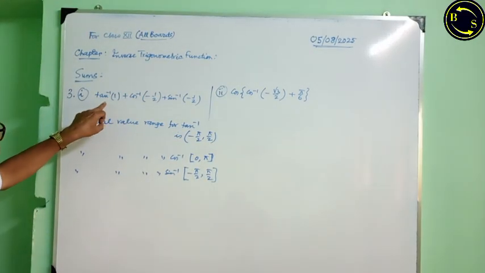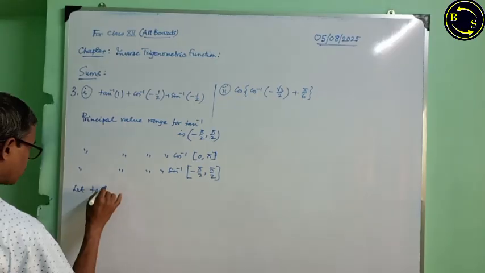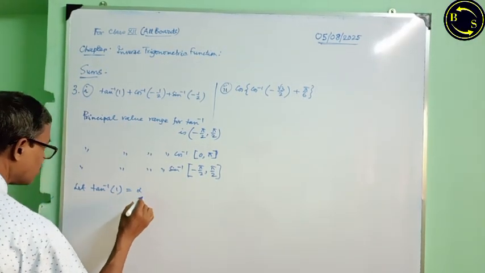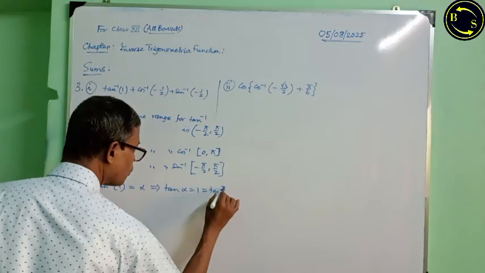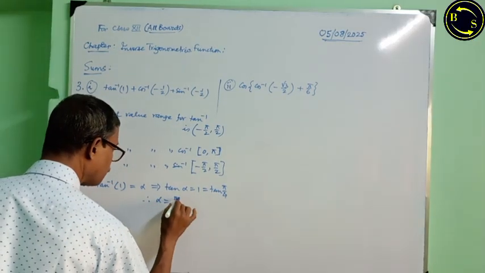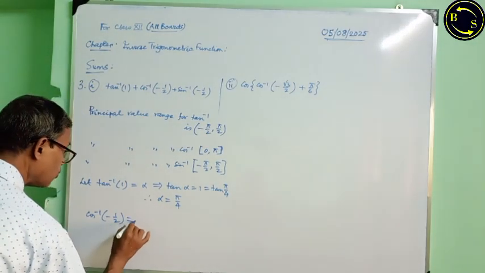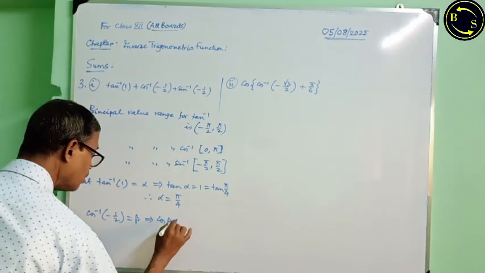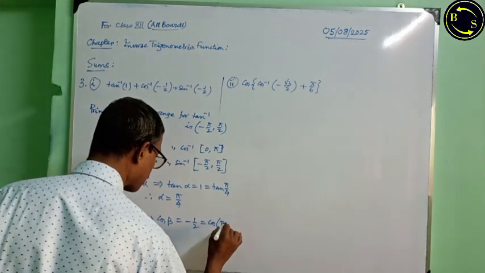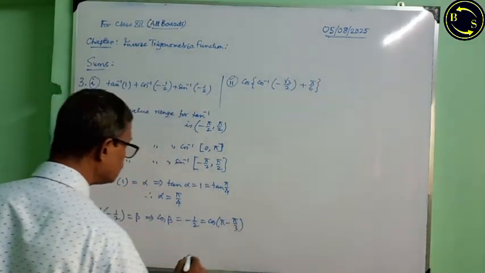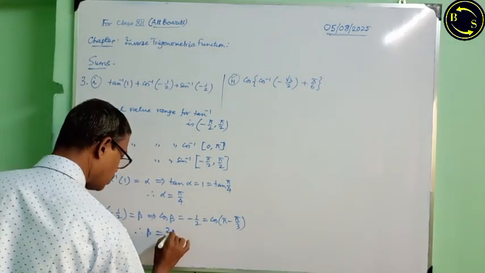Now I find values of each of these. Let tan inverse 1 equal to alpha. From that, tan alpha equal to 1 equal to tan pi by 4. Therefore, alpha equal to pi by 4. Cos inverse minus half equal to beta. Cos beta equal to minus half, cos of pi minus pi by 3. Therefore, beta equal to 2 pi by 3.